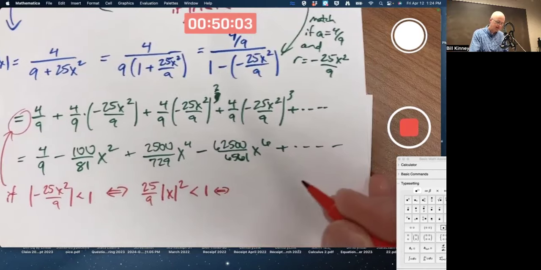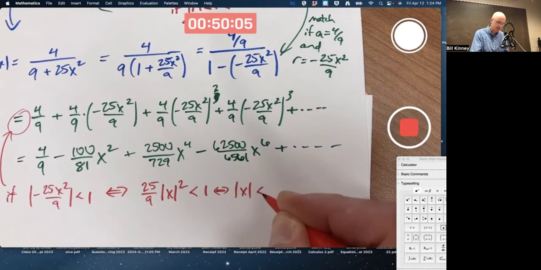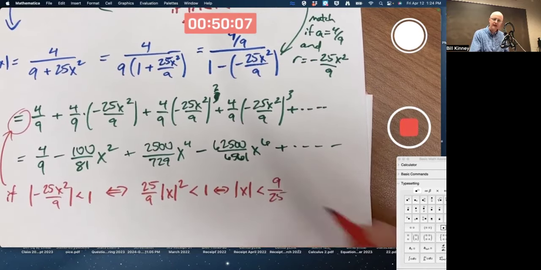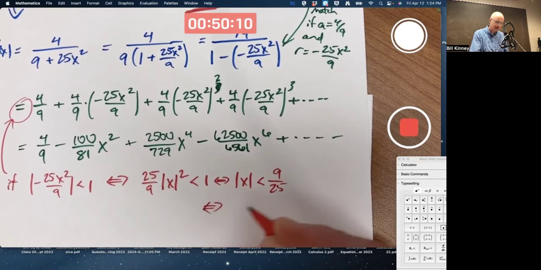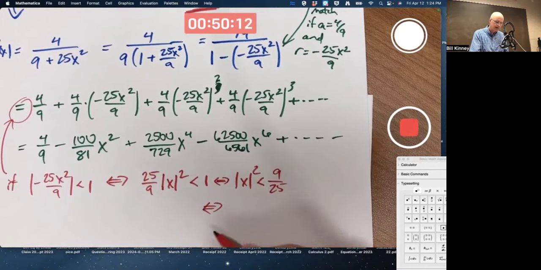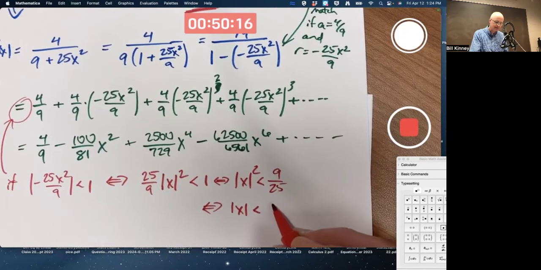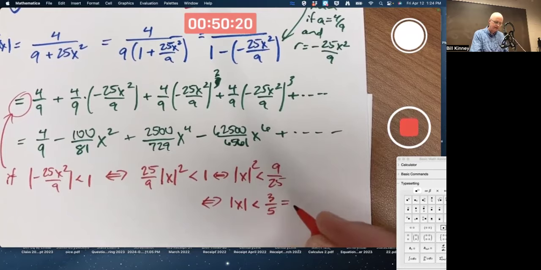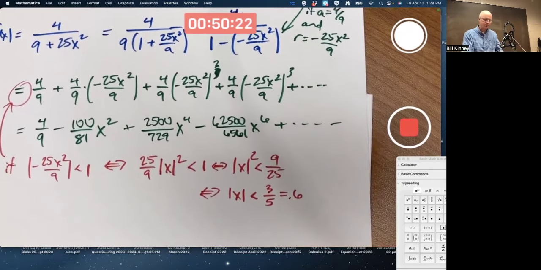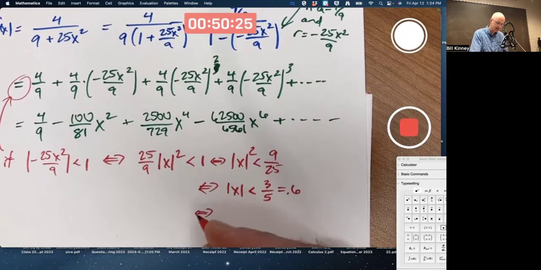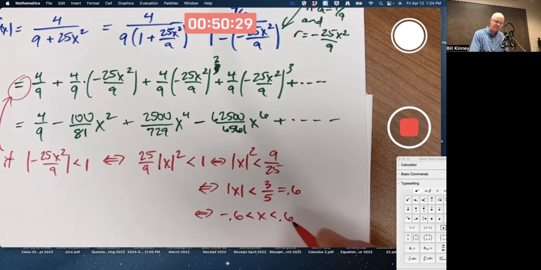Divide both sides by 25/9, same as multiplying by 9/25. And then take the square root of both sides. And the absolute value of x is not negative, so I can just write this like this. The absolute value of x needs to be less than 3/5, which is 0.6. In other words, x itself must be between -0.6 and +0.6.